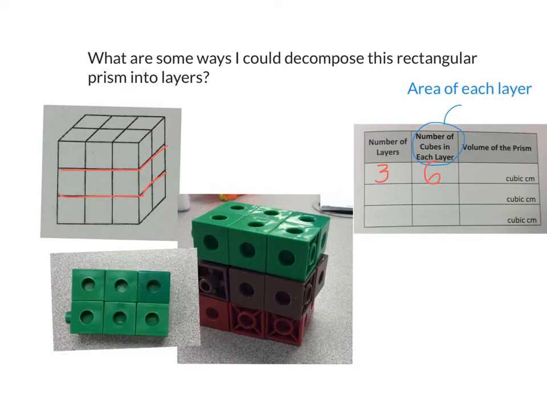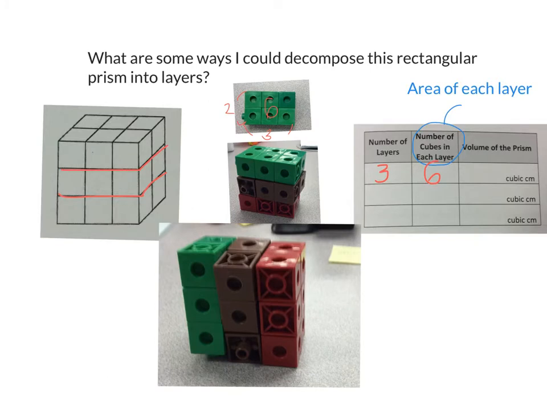Now, let me take a picture of the green layer. If I just look at this green layer and imagine it was flat, what's the dimension of the width? How many blocks wide is it? 2. How many blocks long is it? 3. So what's the area, or how many total blocks is that flat surface? 6 blocks. What about the brown layer? What's the area of that layer? 6. What about the red layer? So when we count the number of cubes in each layer, we're really finding the what? Area. So on your chart, where it says number of cubes in each layer, I want you to write that that's the area of each layer.